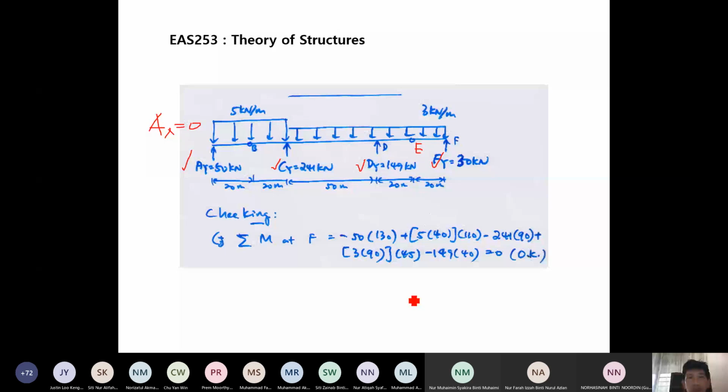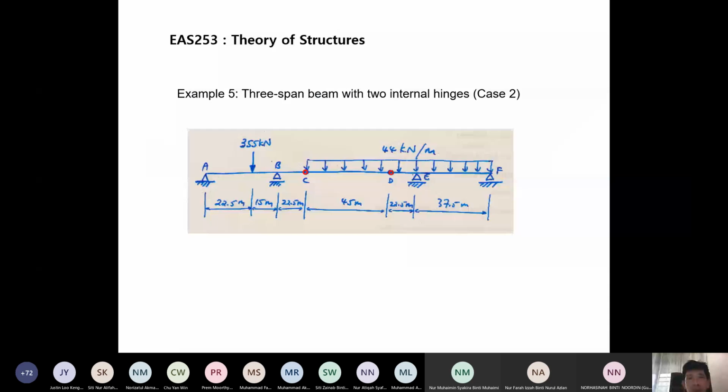So this is case number 2. Case number 2 is different from case 1, of course, in the distance and the span length. A to B and E to F is 37.5. Here also 37.5. Just now we had 40, and the center span here is different. Just now we had a center span of 50, now the center span is 45 plus 45, 90.